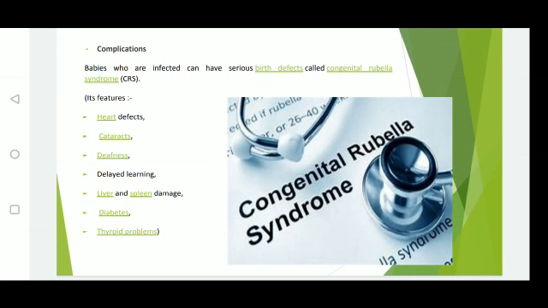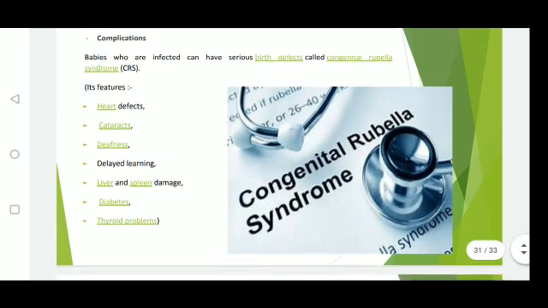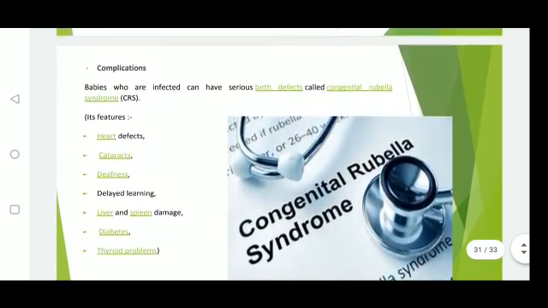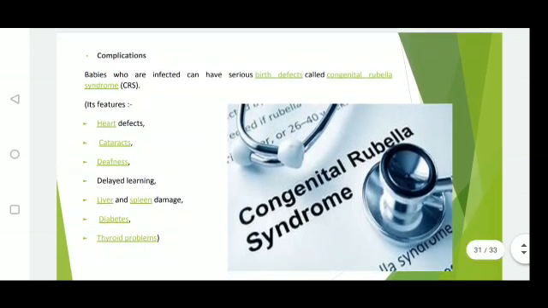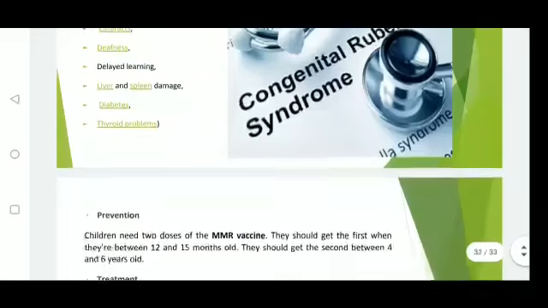Okay, so if the pregnant mother had the rubella, this rubella will be transferred to the unborn baby through the uteroplacental route. Once the baby is born, surely the baby will have the birth defect. We call that congenital rubella syndrome, or CRS for short. The clinical features are heart defect, cataract, deafness, delayed learning, liver and spleen damage, diabetes and thyroid problem.